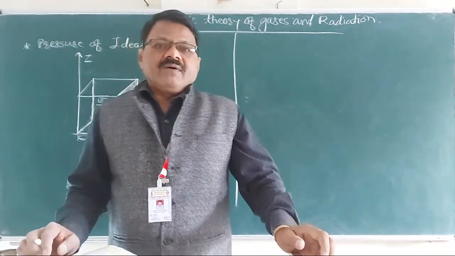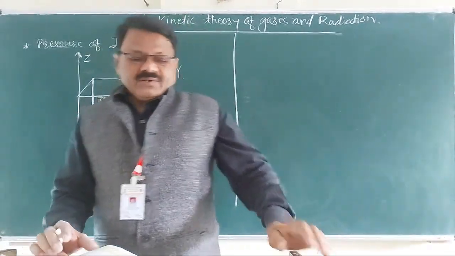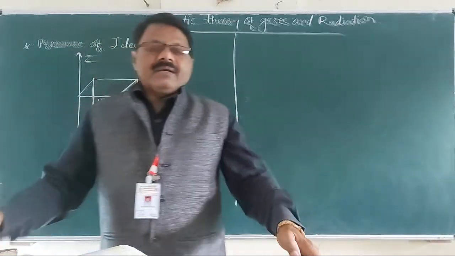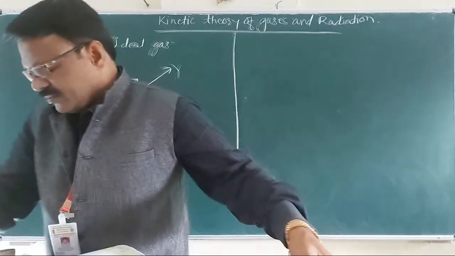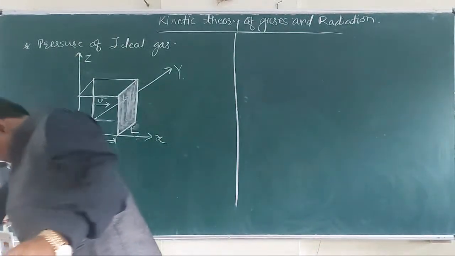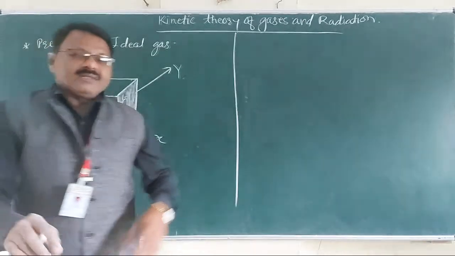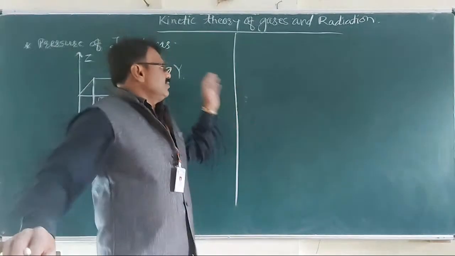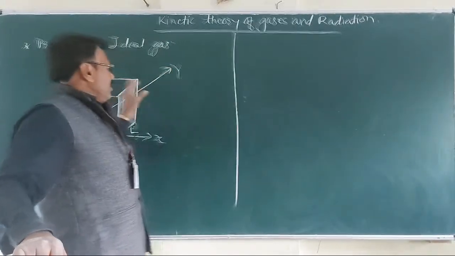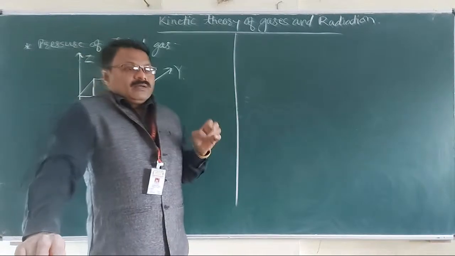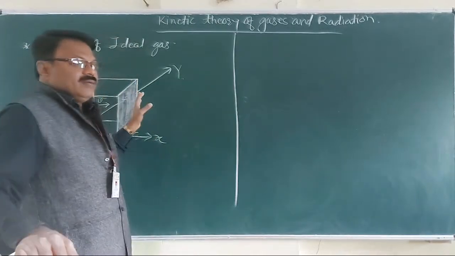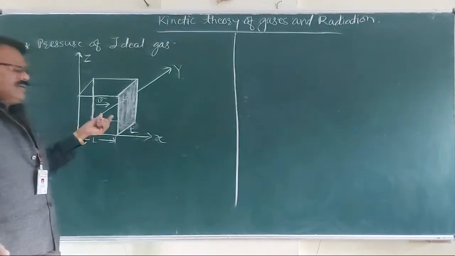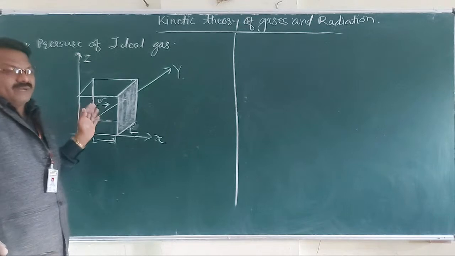Part, pressure of ideal gas. When gas is enclosed in a container, it is observed that gas molecules are in a state of random motion. These molecules are moving in all directions. Then there are always collisions between the molecules. Also there is a collision between the molecules and the walls of the container.